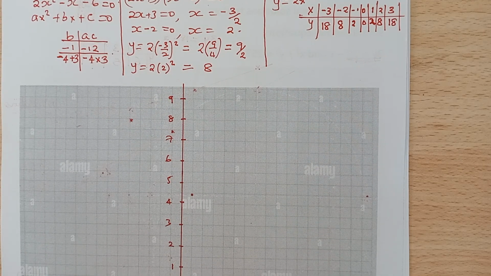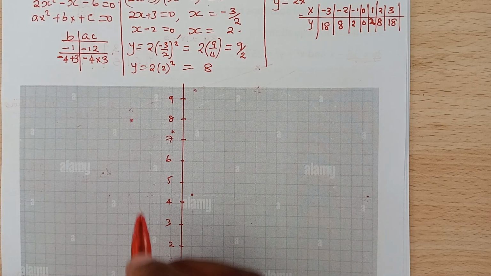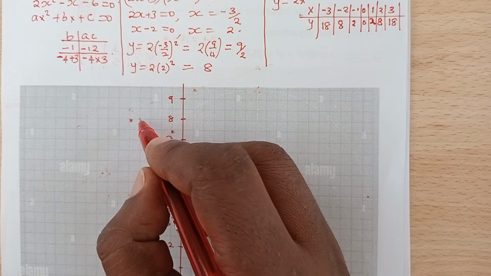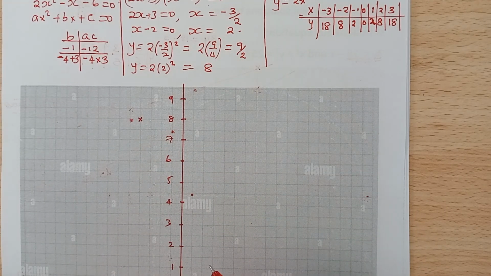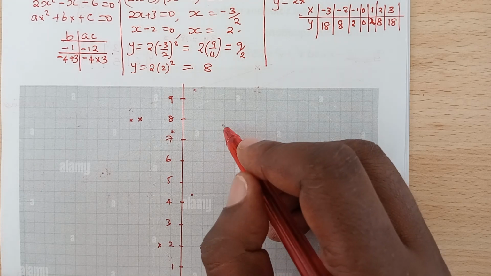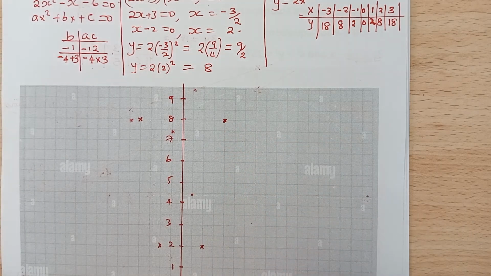When x is minus 3, y is 18. When x is minus 2, y is 8. When x is minus 1, we have 2. When x is 0, we have 0. When x is 1, we have 2. When x is 2, we have 8. And when x is 3, we have y being equal to 18.